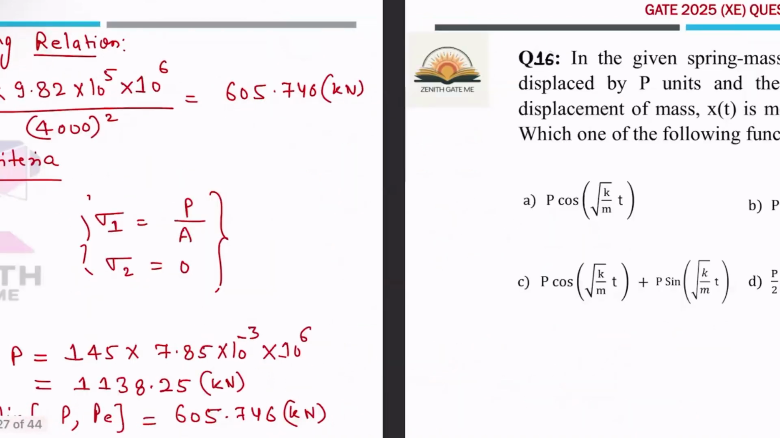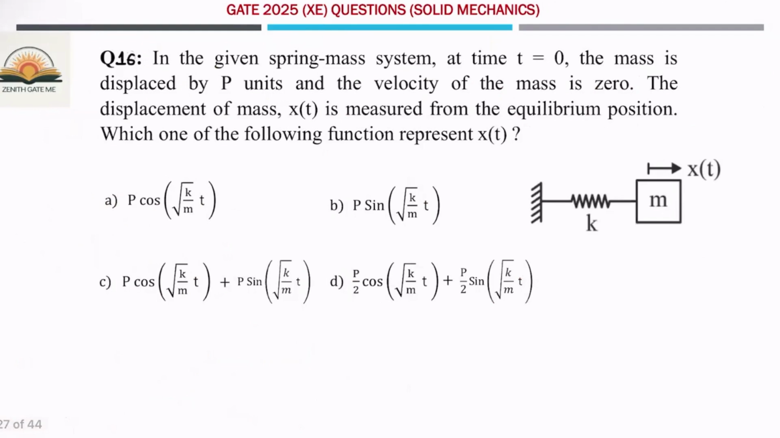Now let's move to the next question. Question number 16: in the given spring mass system, at time t equal to 0, the mass is displaced by P units and the velocity of the mass is 0. The displacement of the mass x(t) is measured from the equilibrium position. Which one of the following functions represents x(t)? That means you have to calculate the displacement of the mass with respect to time t.